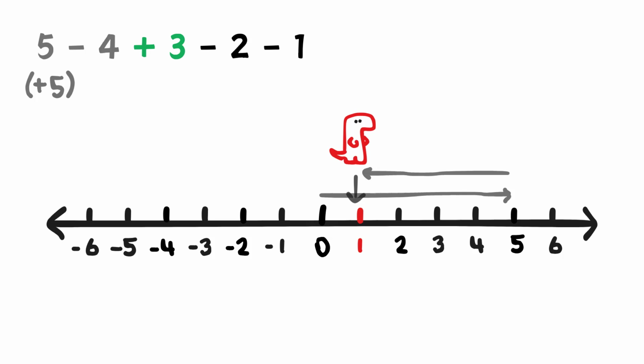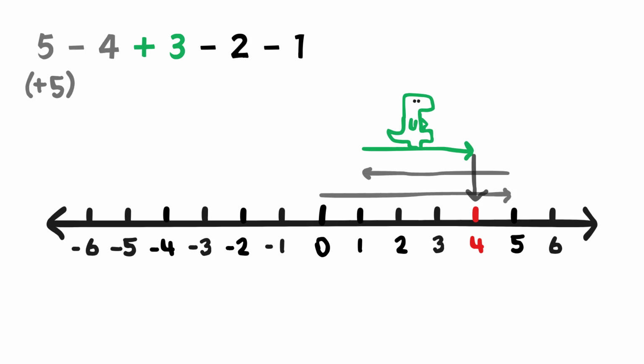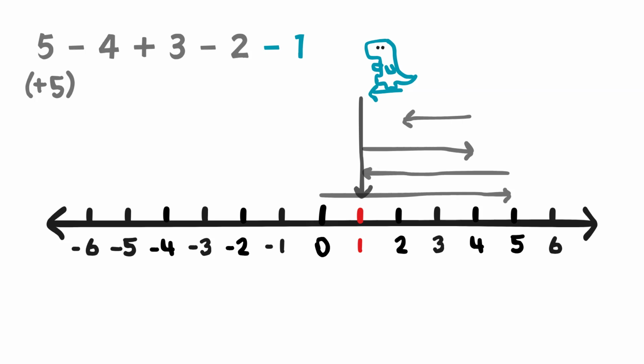Our next step is to go +3. There's a plus sign, so let's go 3 to the right. And we're at 4. Now, we go -2. So that's 2 steps to the left, which puts us at 2. And finally, we have one more step, which is -1, 1 step to the left, and we're at 1. And that's the answer to this expression. 5 minus 4 plus 3 minus 2 minus 1 equals 1.